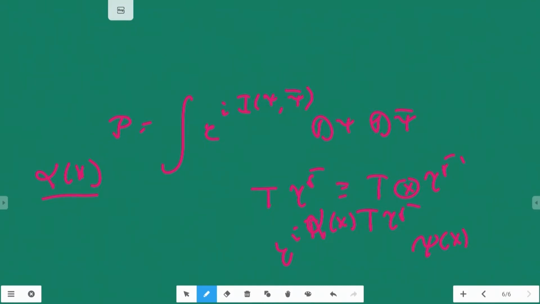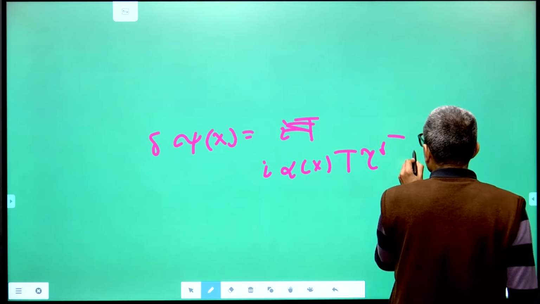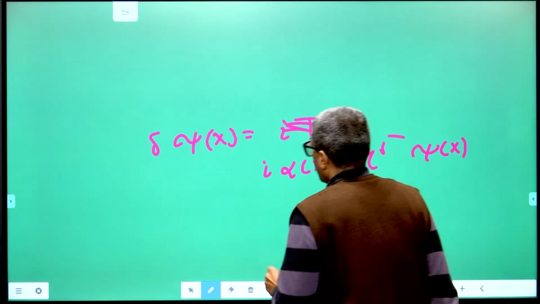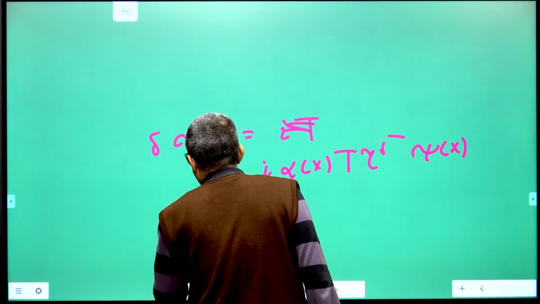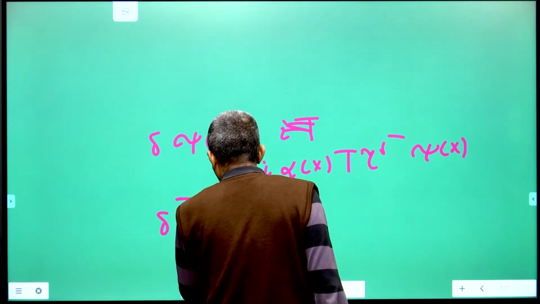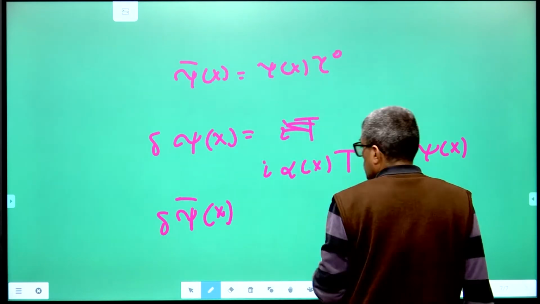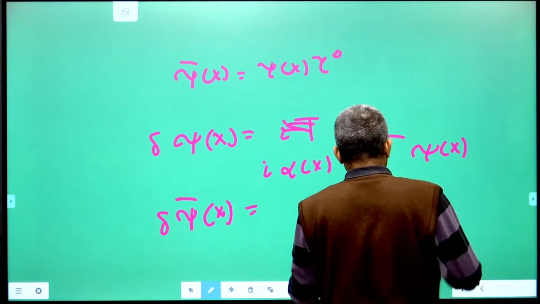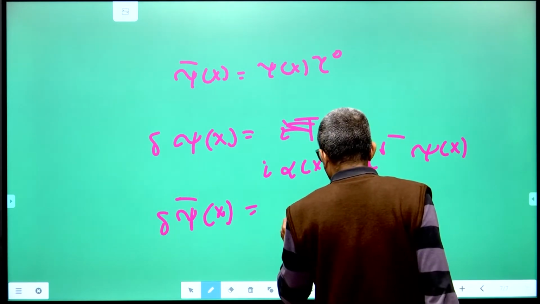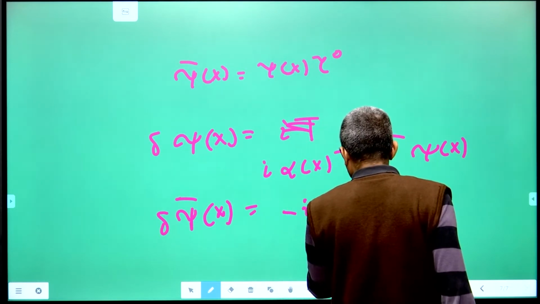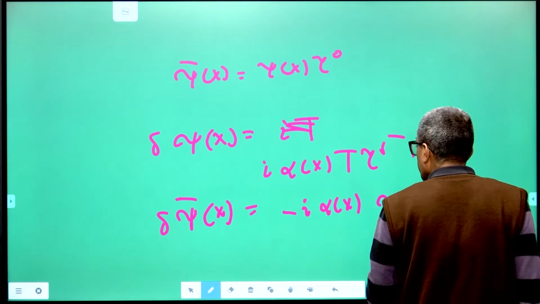So this transformation of the wave function can also be written as delta psi x equal to i alpha x T gamma phi acting on psi x. So, what happens to delta psi bar x then? Remember that psi bar x is defined to be psi x star into gamma 0. So, you use the fact that T is a Hermitian operator.